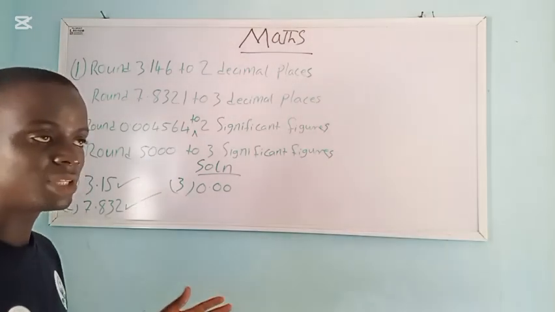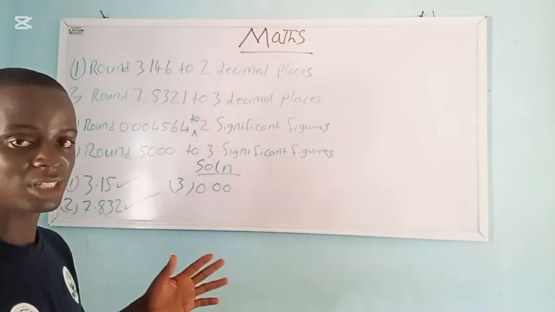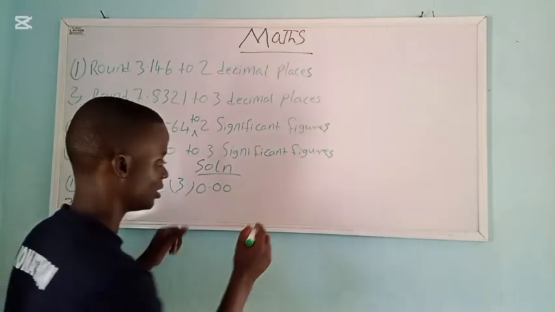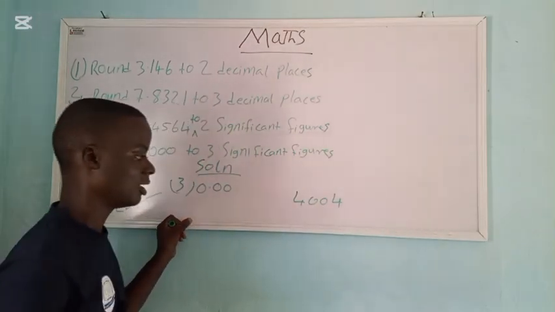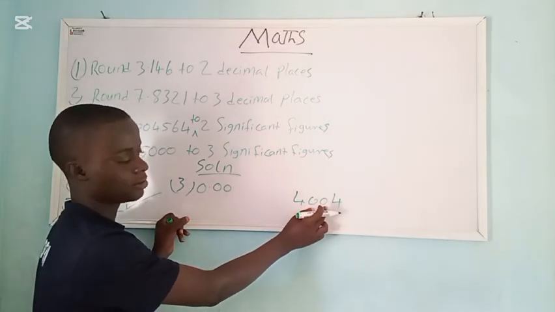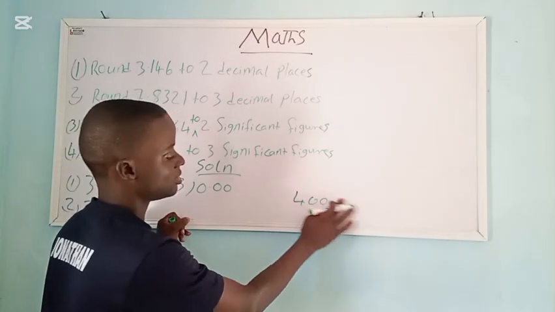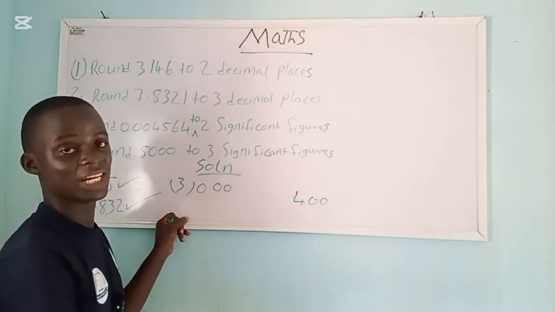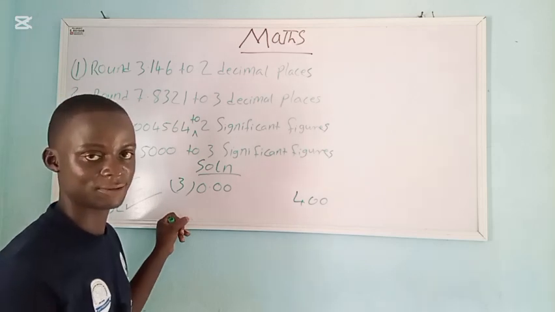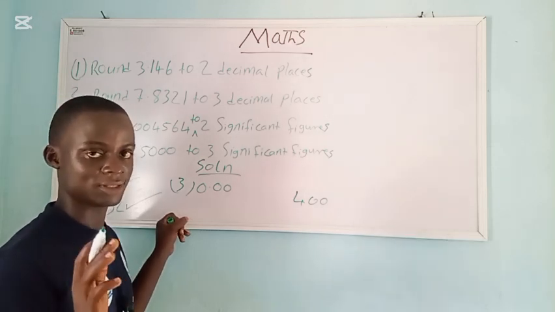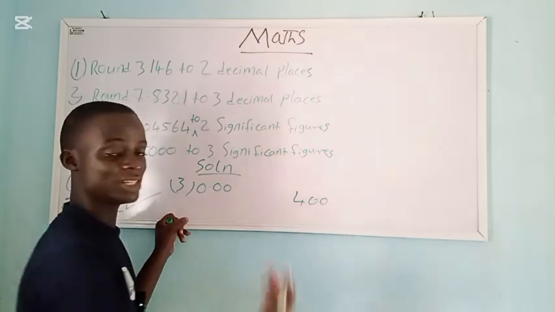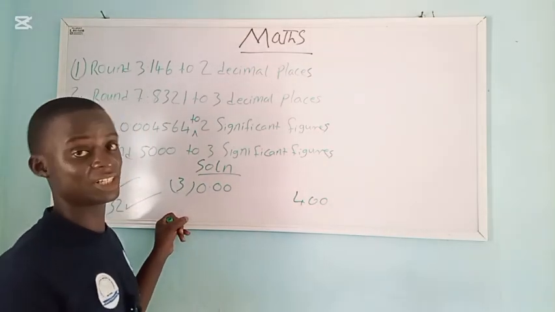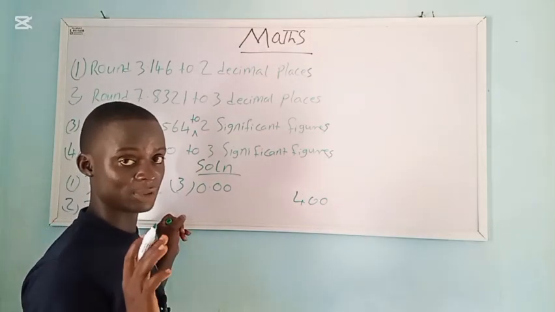But zeros in between non-zero figures, like if you have a zero like this, those zeros are significant figures. But if it's like this, these zeros may be significant figures, or they may not be. They may say this can be 1 significant figure, 2 significant figures, or 3 significant figures. That is the way it is.